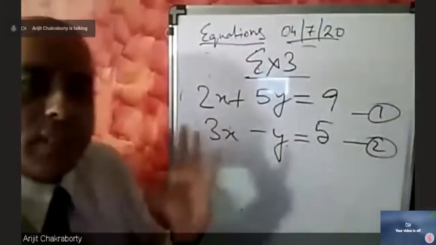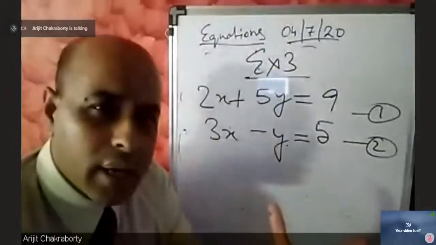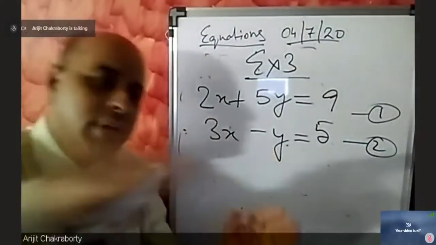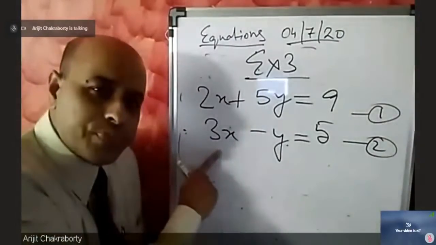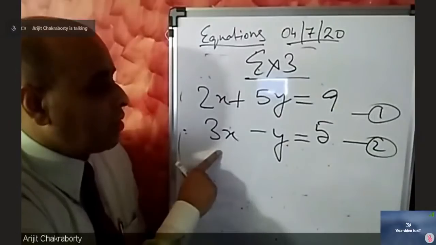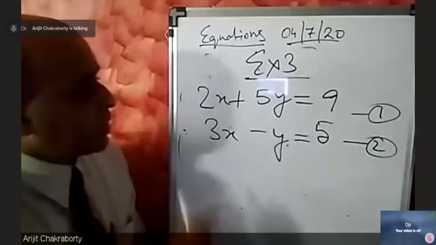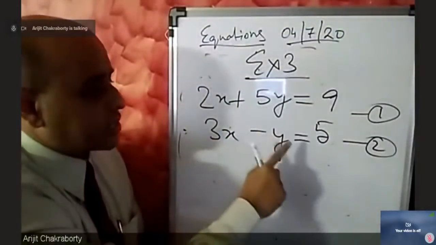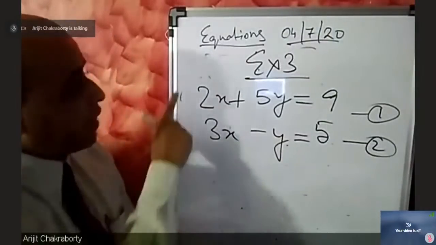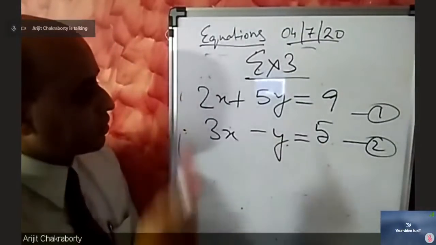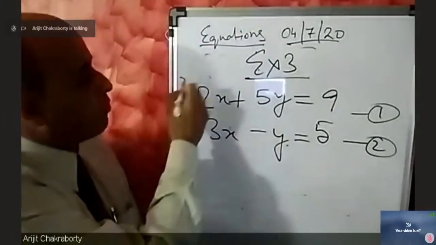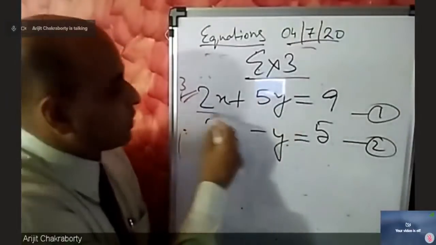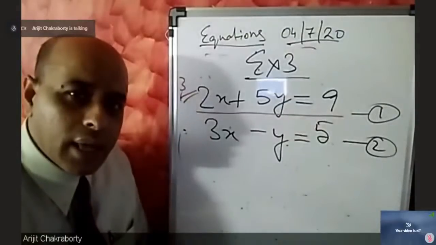So when we have these types of equations, the idea is you have 2 equations, and the idea is to eliminate one of the variables. How do we do it? Now you can see that here we have 2x plus 5y equals 9, 2x and 5y. Here we have 3x and minus y. Now if I multiply the first equation by 3, I'm writing in red color so that you can understand.